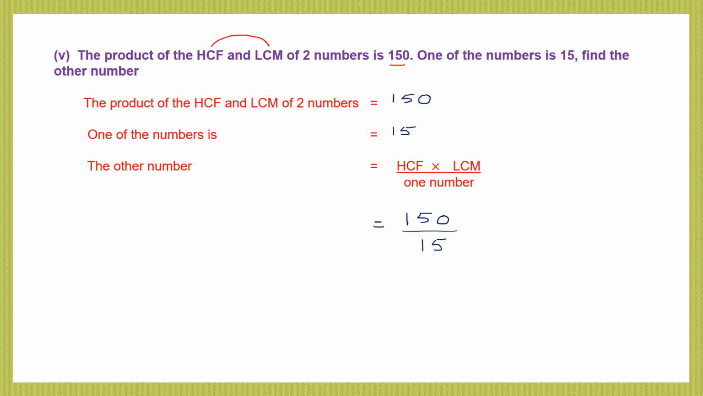So here 15 ones are 15. 15 into 10 is 150, isn't it? So here we get 10. That means the other number is 10. Given this, children, you can check your answer. How can you check your answer? You can get this. HCF into LCM is 150 and divide it by 10 and see if you're getting one of the numbers. That will be 15. Okay, so we can get our answer by checking it. The other number to this question is 10. Question 5 is 10. This is the answer.